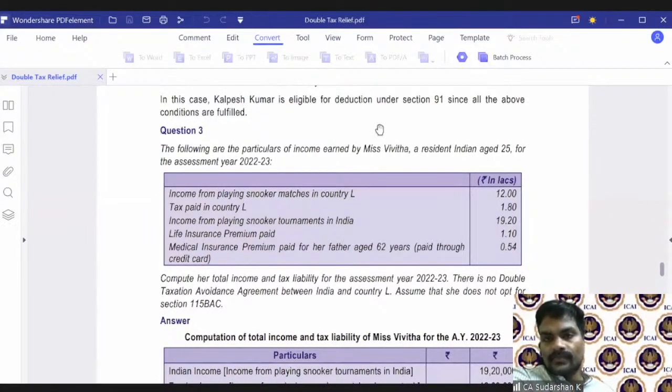So if you go wrong somewhere on deduction under Chapter 6A while determining the total income, because they're not concerned about gross total income, they're concerned about total income. So therefore, you should be extremely careful in getting the total income right. Get the total income right, the rest is all mathematics. So try question number 3.